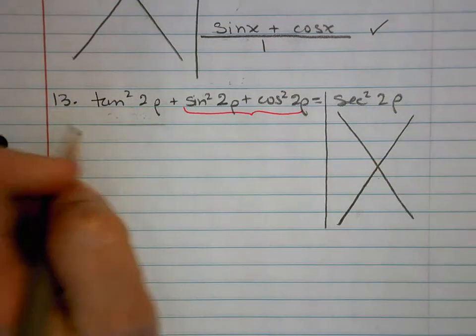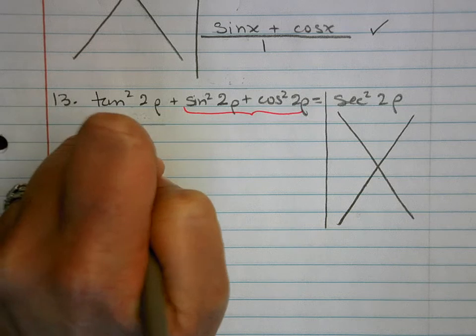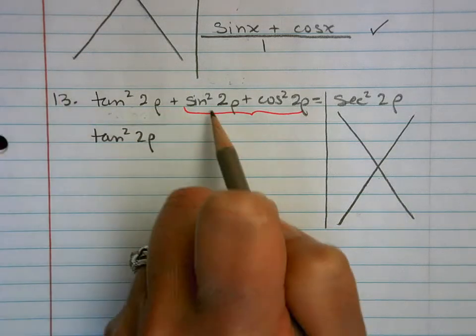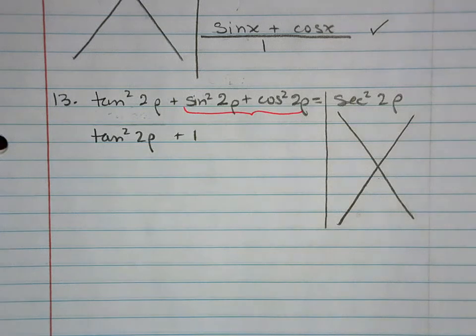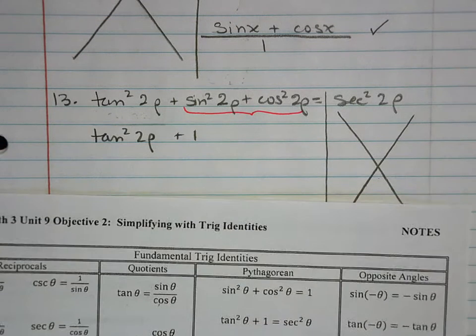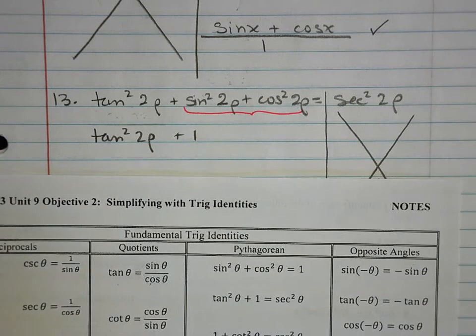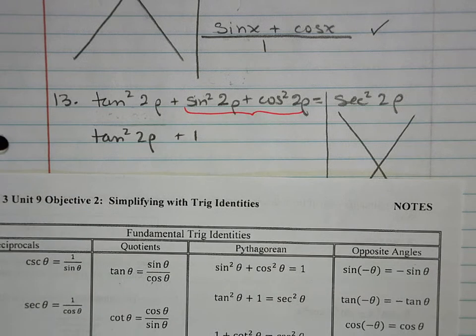So I'm still going to have that tangent squared. But then I'm going to replace both of those terms with 1. Okay, and then I'm just going to look back at my identity sheet again. So now I have tangent squared, so I can replace that with, say, sine squared over cosine squared. But I also know that tangent squared plus 1 is equal to secant squared.